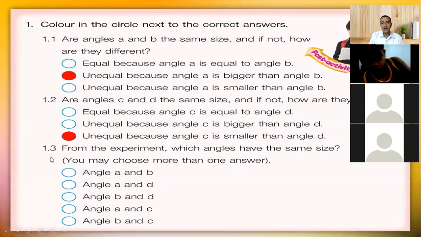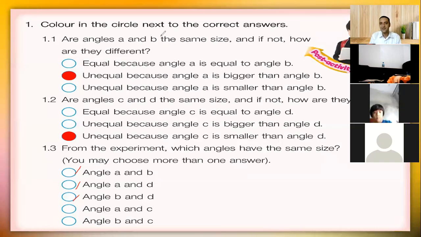Okay, question number 3. From the experiment, which angles have the same size? You can choose more than one. So, number 1, angle A and B. Number 2, angle A and D. Number 3, angle B and D. And fourth one is A and C. Fifth one is angle B and C. So what do you think? Which angles have the same size?